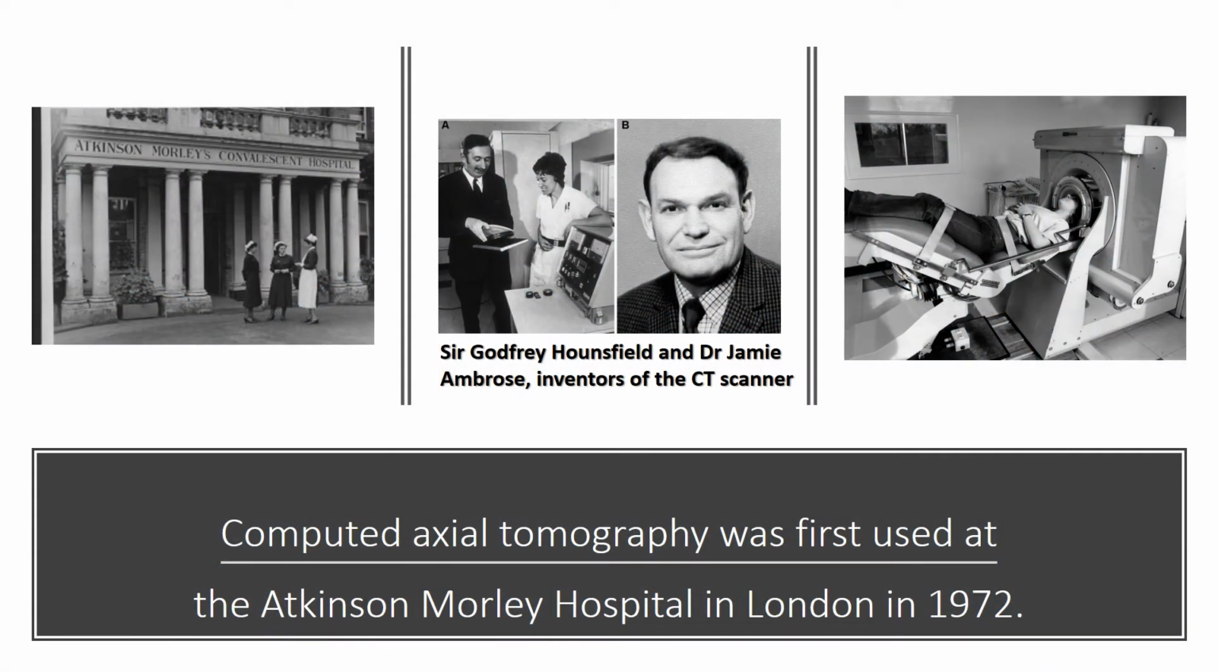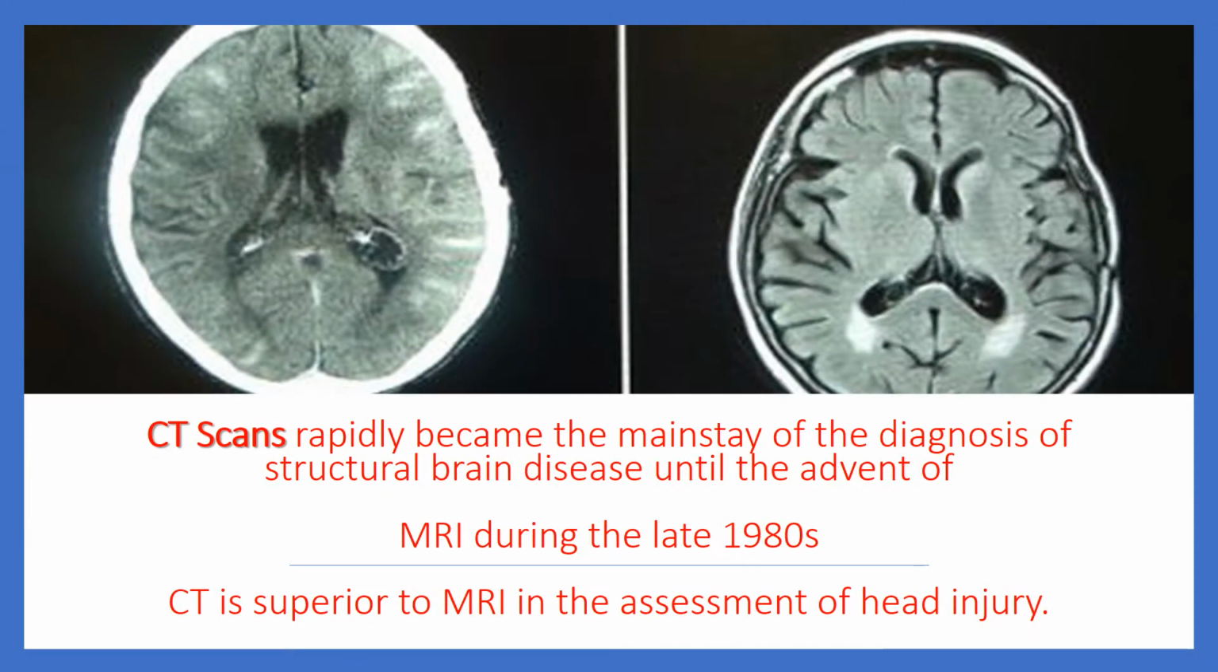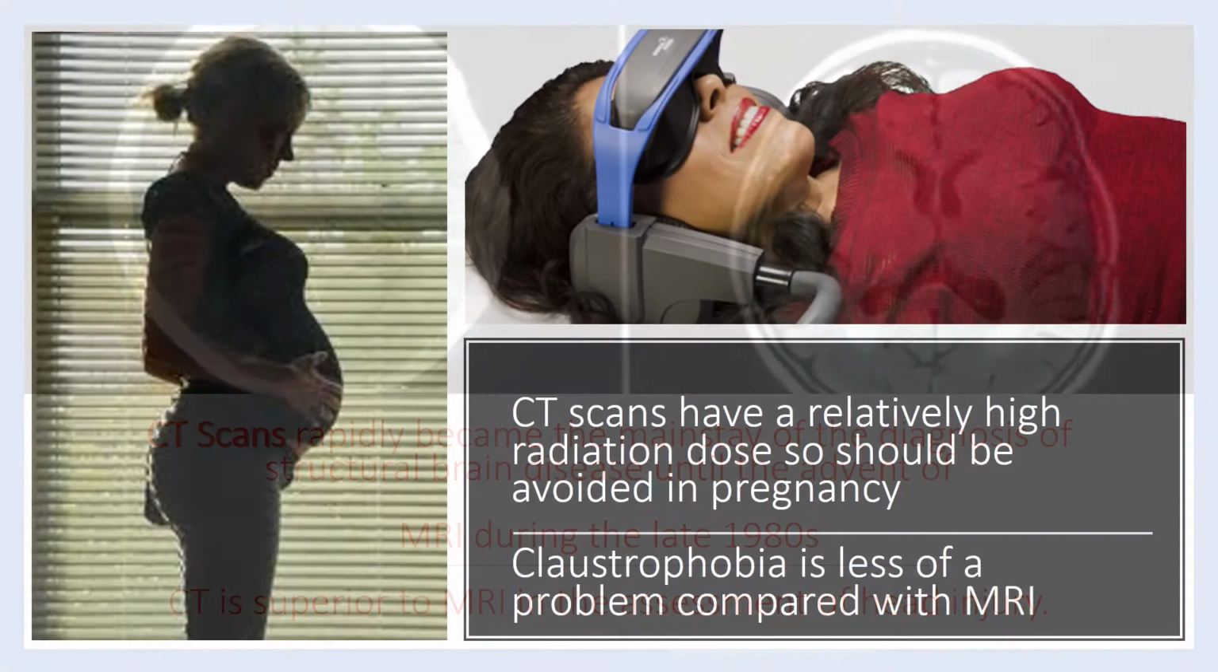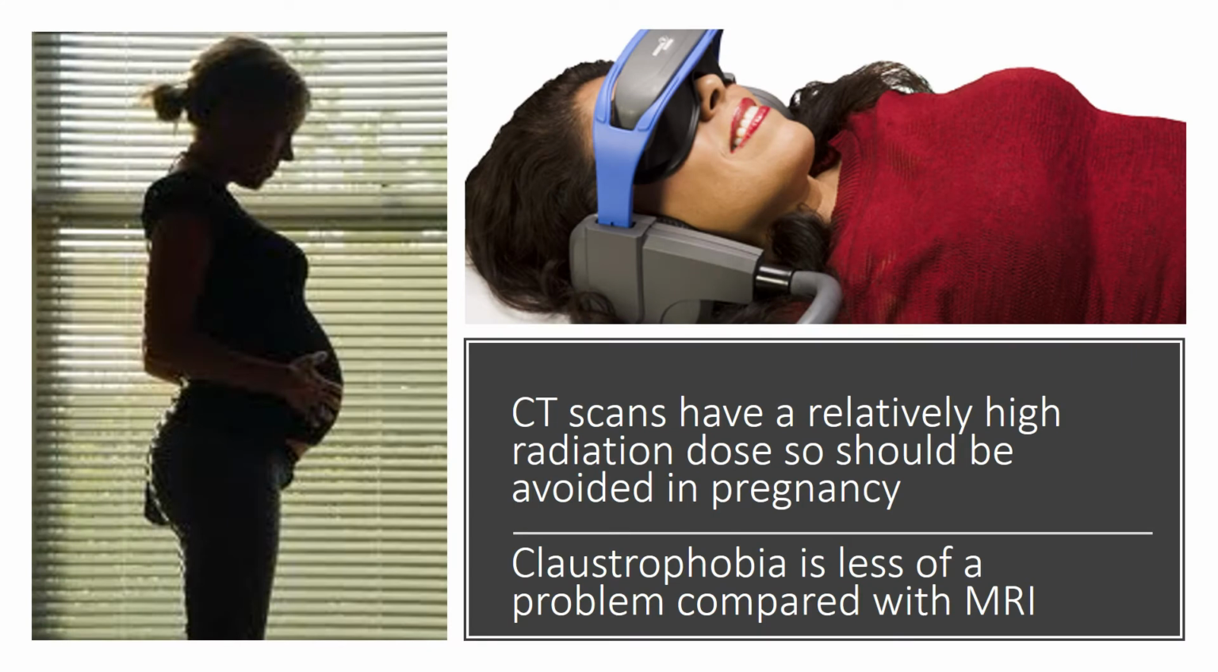Computed axial tomography was first used at the Atkinson Morley Hospital in London in 1972. CT scans rapidly became the mainstay of the diagnosis of structural brain disease until the advent of magnetic resonance imaging during the late 1980s. CT is superior to MRI in the assessment of head injury. CT scans have a relatively high radiation dose, so should be avoided in pregnancy. Claustrophobia is less of a problem compared with MRI.